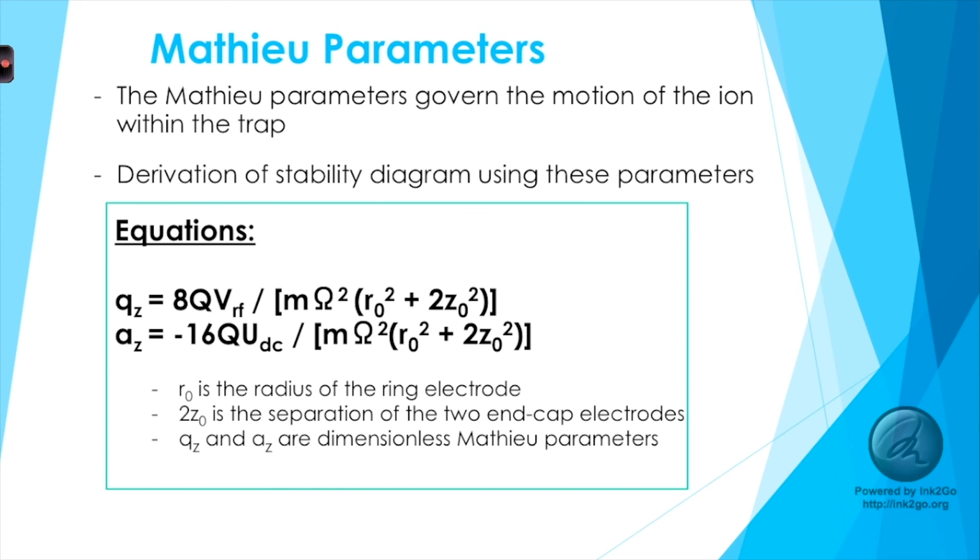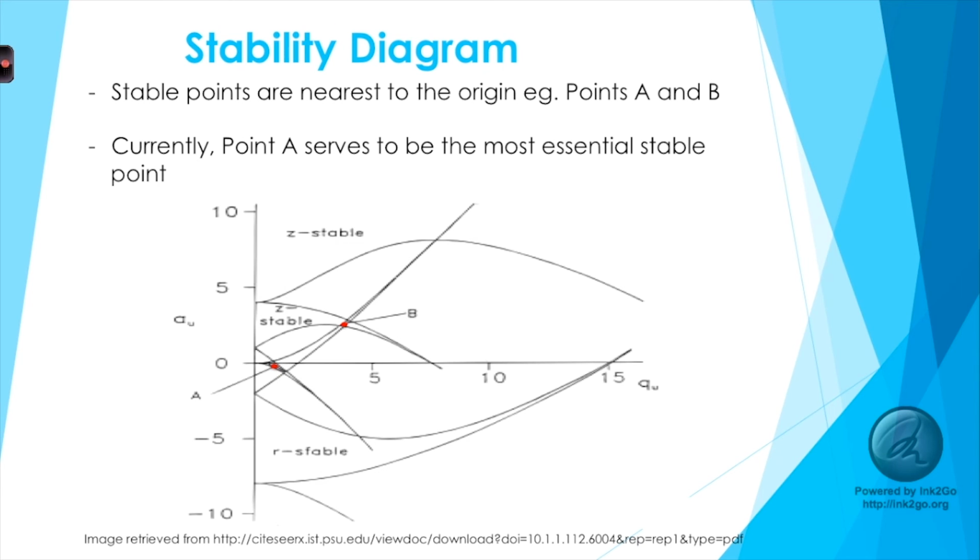Using the Mathieu parameters, the motion of the ion within the trap can be governed, and a stability diagram can be derived. The equations are placed in the slides, where q and a are the Mathieu parameters. The ions that can be stored in the ion trap have stable trajectories in both the radial and axial directions simultaneously. Such trajectory stability is obtained in the region closest to the origin, and in this diagram, it is region A. While region B is also stable, its importance in quadrupole ion trapping is still being studied at the moment.